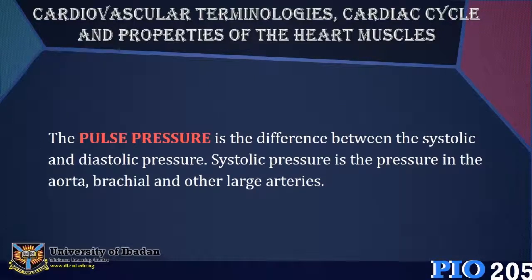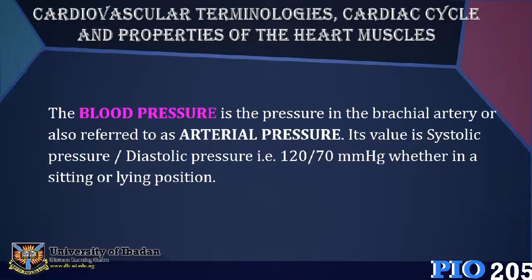The pulse pressure is the difference between the systolic and diastolic pressure. Systolic pressure is the pressure in the aorta, brachial and other large arteries. In a young adult, it can rise to a peak value of 120 mm mercury during each heart cycle, while the diastolic pressure is about 70 mm mercury. The pulse pressure is systolic pressure minus diastolic pressure, that is 120 mm mercury minus 70 mm mercury is equal to 50 mm mercury.